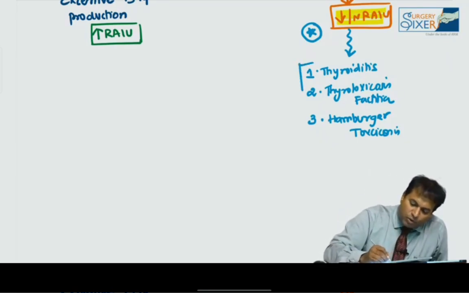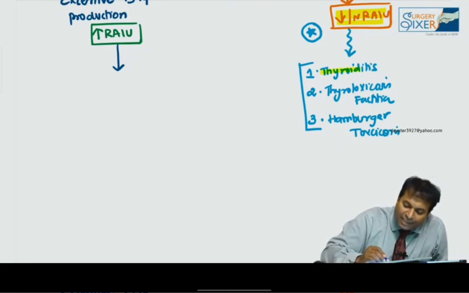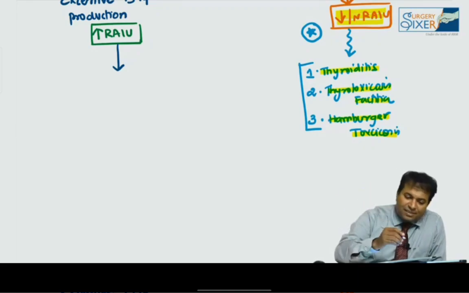So please don't forget these 3 points, because all other things will come on the other side. The things that come under decreased radioactive iodine uptake are thyroiditis, thyrotoxicosis factitia, and hamburger toxicosis. In all these cases, there is no increased production. There is only increased release. Where is there increased production?